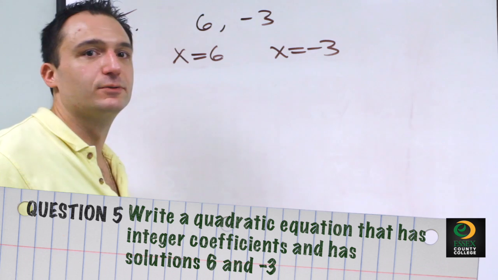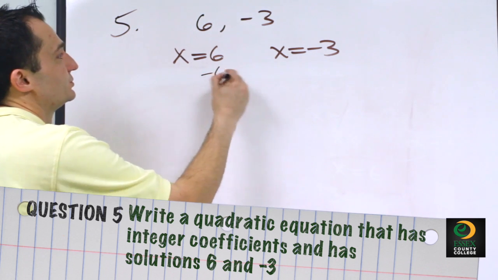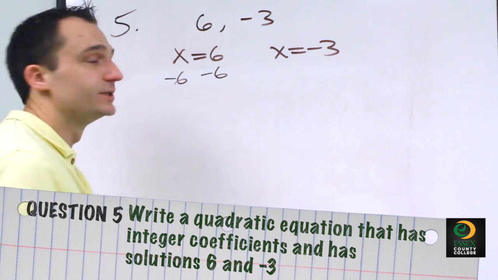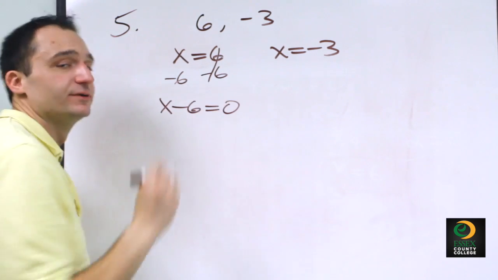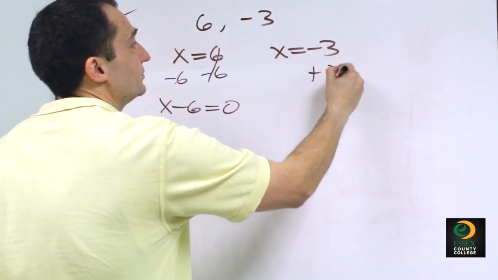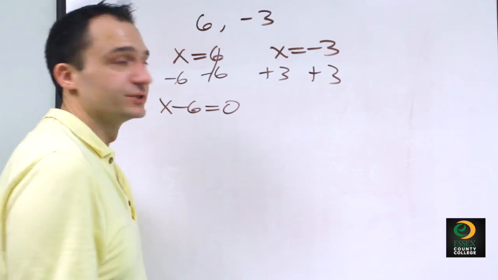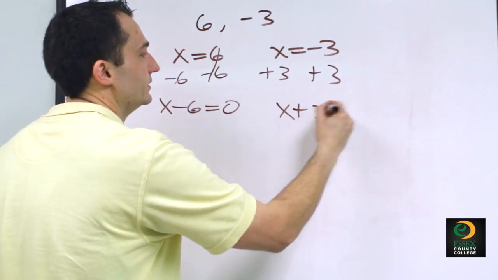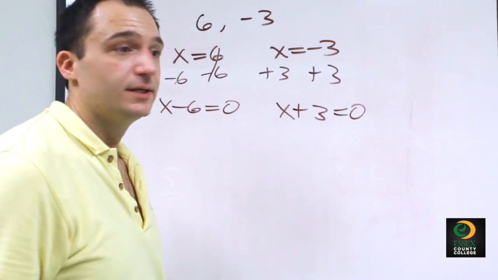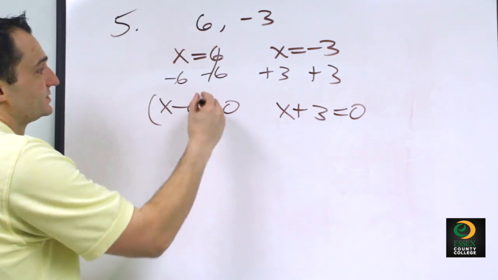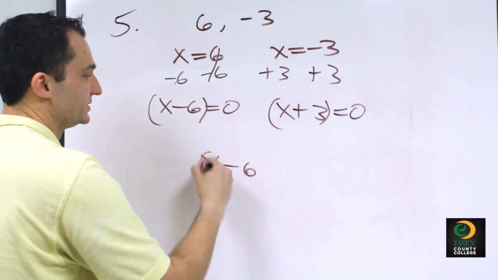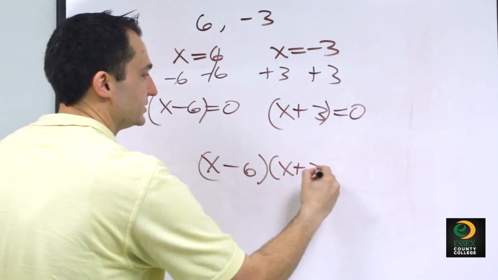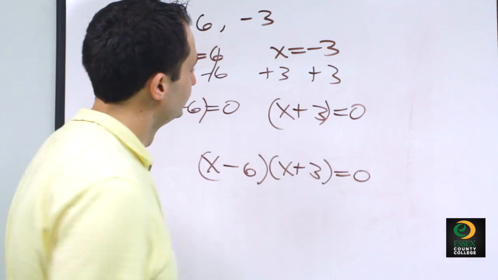We're just working backwards with this problem. So we're going to subtract 6 from both sides of the equation, leaving us with x minus 6 equals 0. And we're going to add 3 to both sides of the equation, so x plus 3 equals 0. Now we're going to put parentheses around both of these terms and group them together: x minus 6 times x plus 3 is equal to 0.